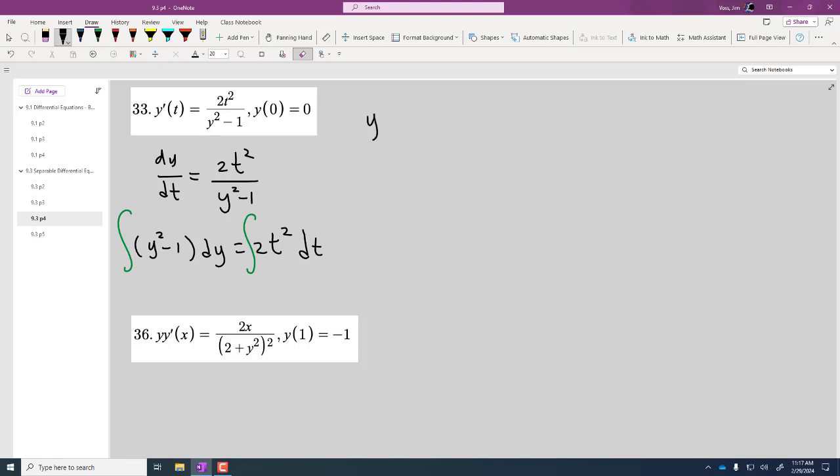So we're going to get y cubed over 3 minus y equals 2/3 times t cubed plus C. Now, the first thing I want to do is just get rid of the 3. Having that fraction is a pain. So if we multiply through by 3, we can clean it up a little bit. And the C just stays as C. All right, so there's where we're at. We've got this general solution.